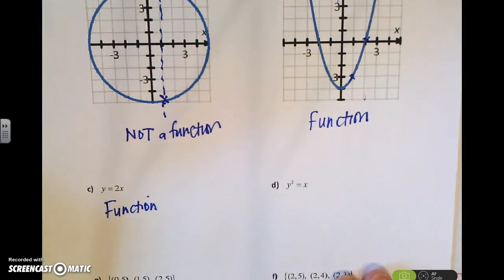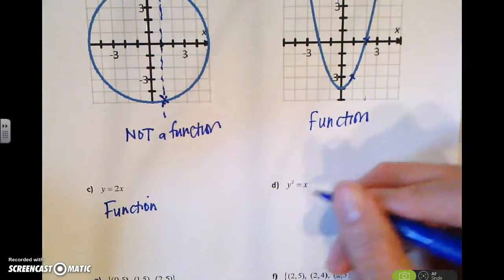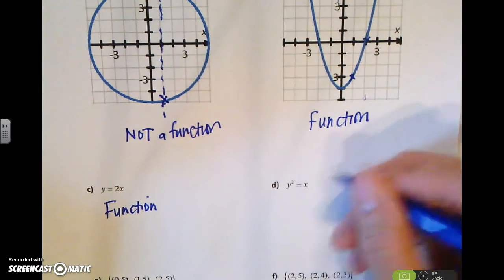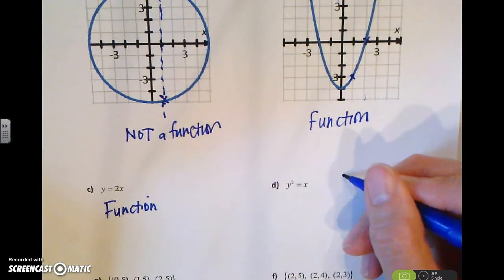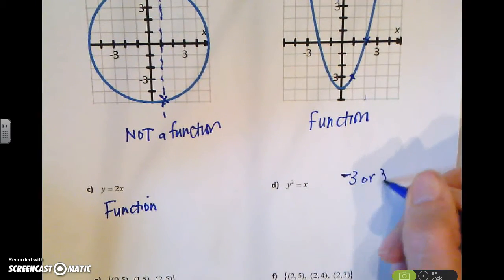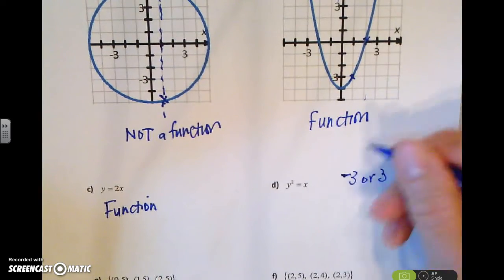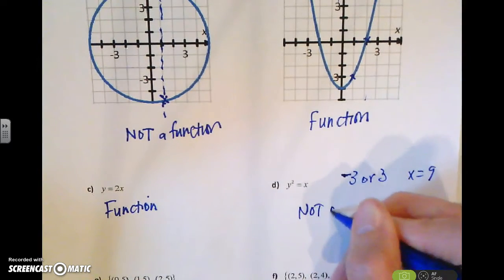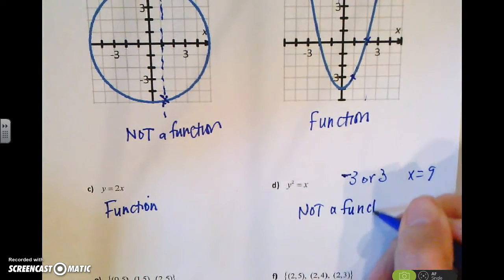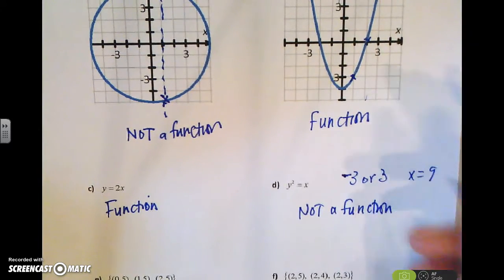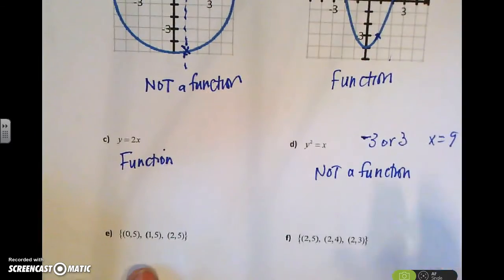This one's a little bit harder to see, but if my x was 9, my y could be both -3 or 3. So if x is 9, y could be -3 or 3. So this is not a function, because for that one example that I came up with, 9, I could come up with two different y values.